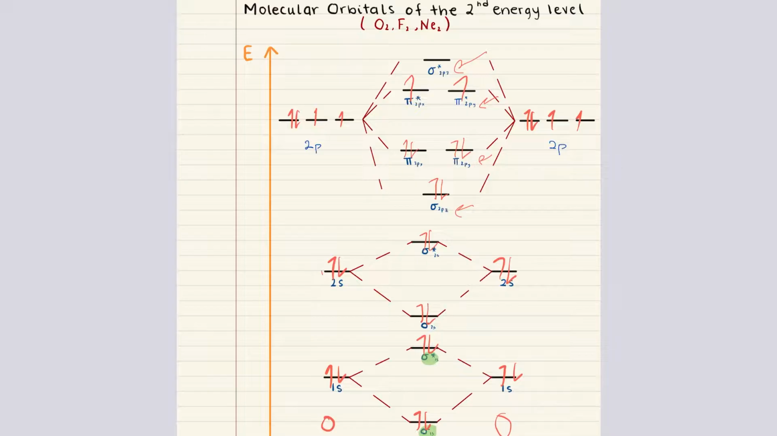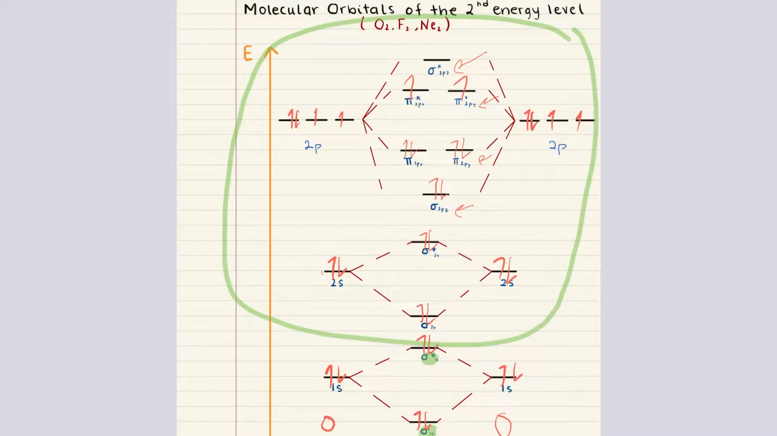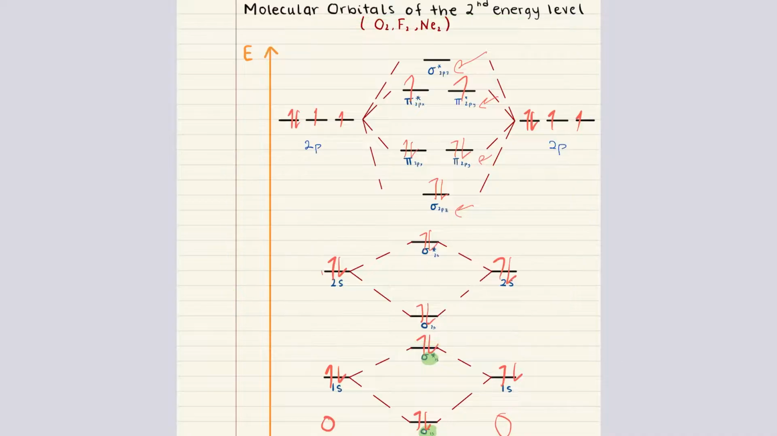Now we can determine the bond order. Here we only pay attention to the valence electrons. The bond order is going to tell us the strength and stability of the dioxygen bond. Here we have a total of 2, 4, 6, 8 bonding electrons, and we also have a total of 2, 4 anti-bonding electrons. So our bond order is going to be 8 minus 4 divided by 2, and this is equal to 2. This means that dioxygen has a double bond, and this aligns with what we expect from the Lewis structure.